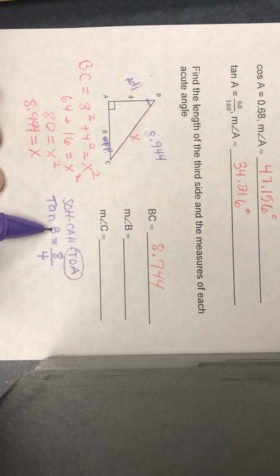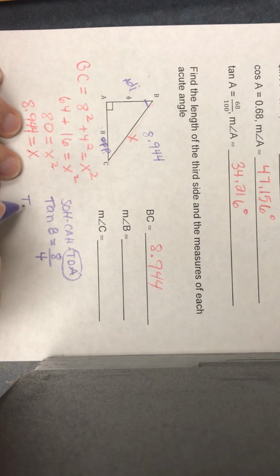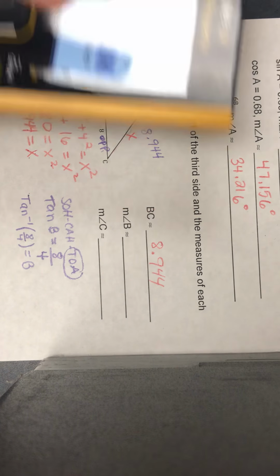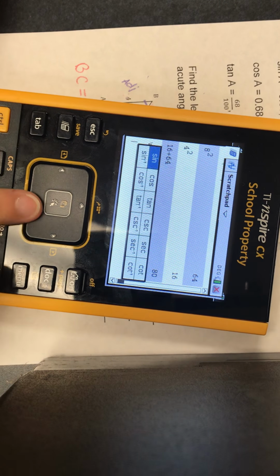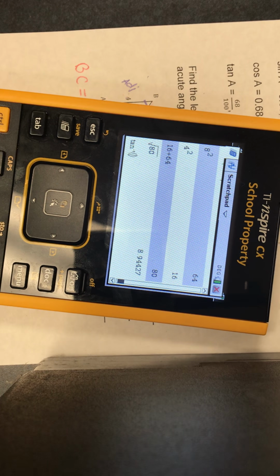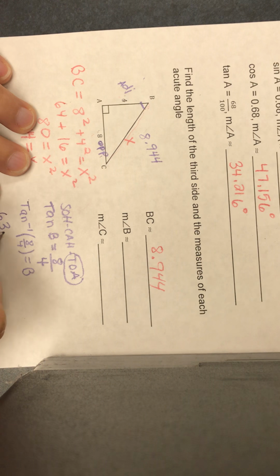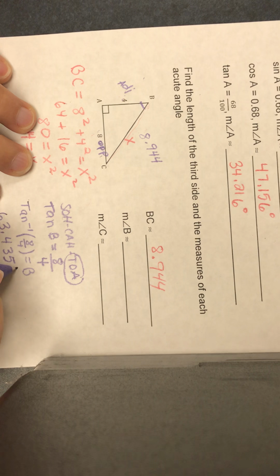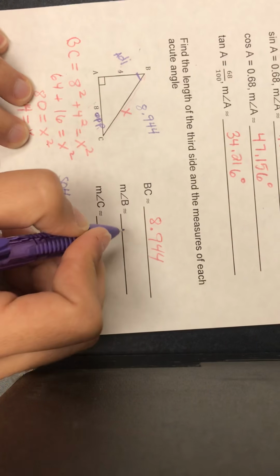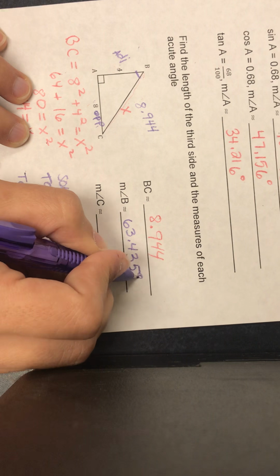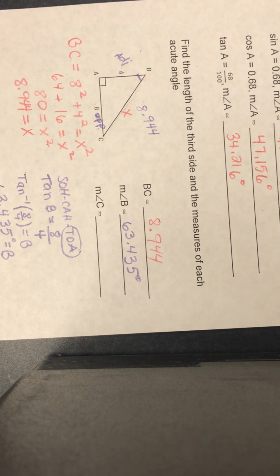So again, because I'm looking for the angle, I'm going to do the -1. Tan -1, 8 over 4 is going to give me B. So in my calculator, I do the inverse, that's what we call that. 8 over 4, 8 divided by 4, and it gives me that B is equal to 63.435 degrees. All right, so then let's talk about angle C.